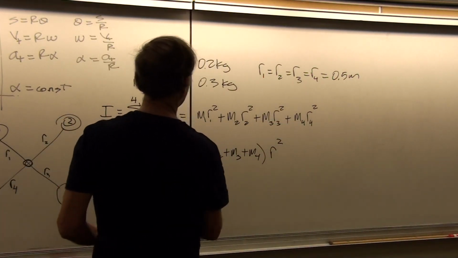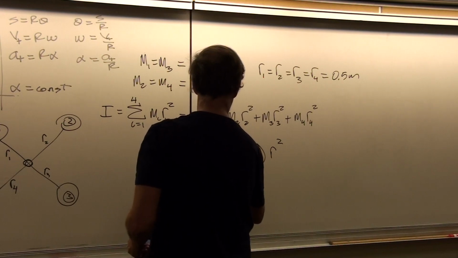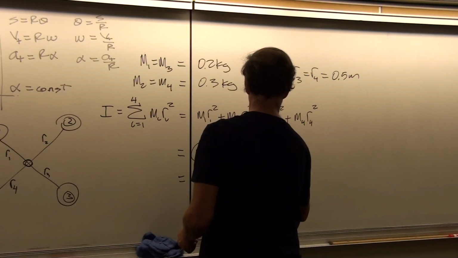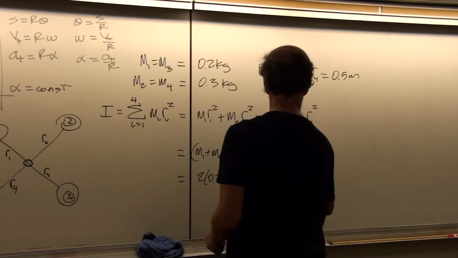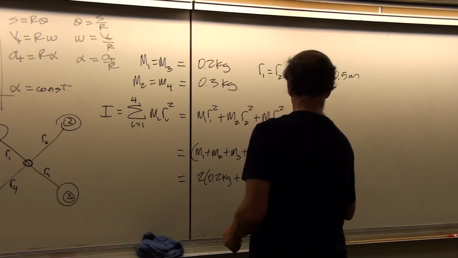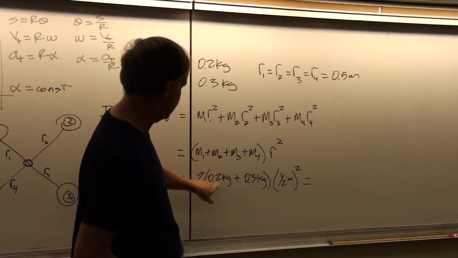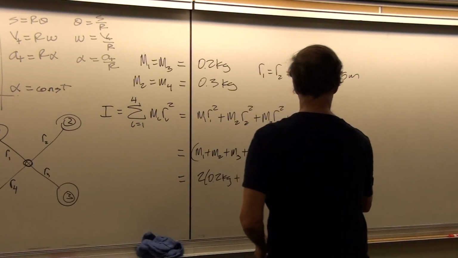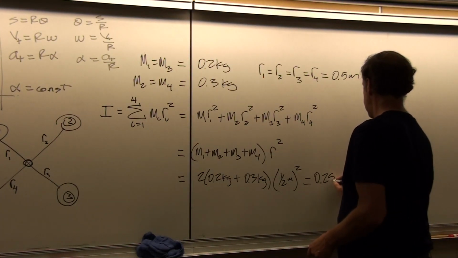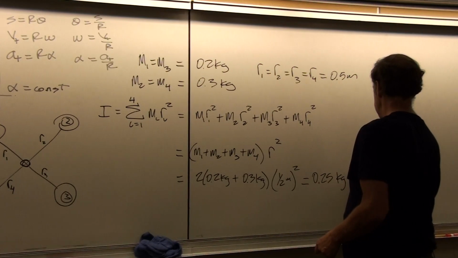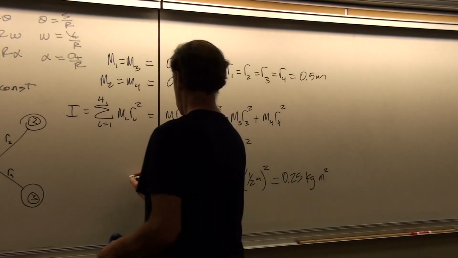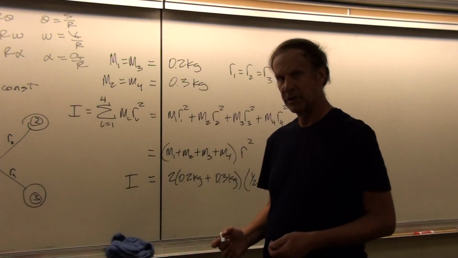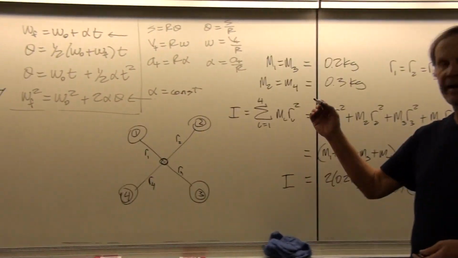And so if we add these up, then we have 2 times 0.2 kilograms plus 2 times 0.3 kilograms times 1/2 meter quantity squared. Right, so here this is 0.5 times 2 is 1 times 1/4, or 0.25 kilogram meters squared. And so once we know what that moment of inertia is, then if we know how much torque is applied, then we can figure out alpha.